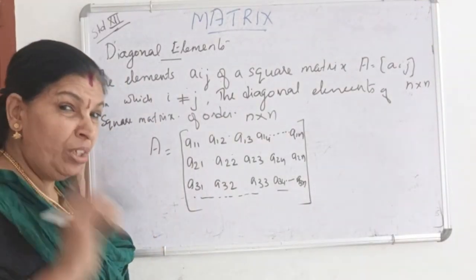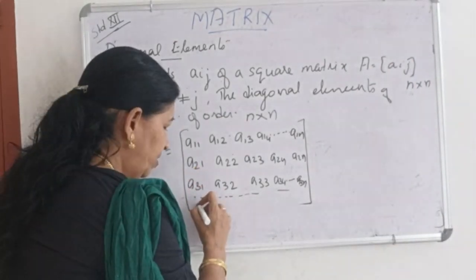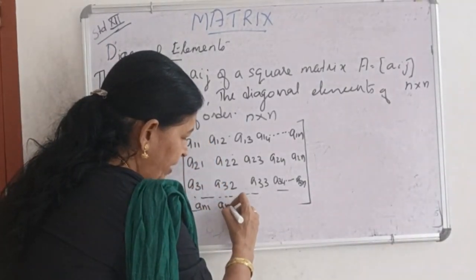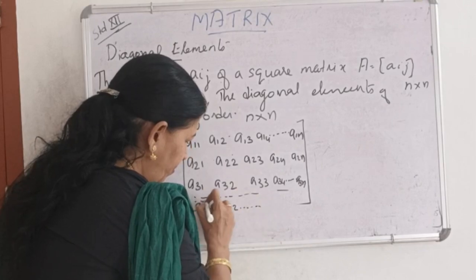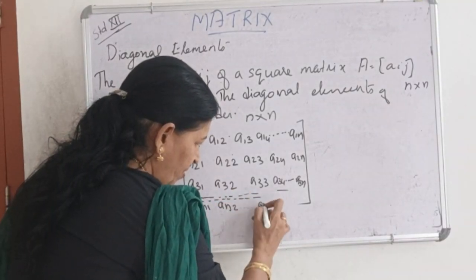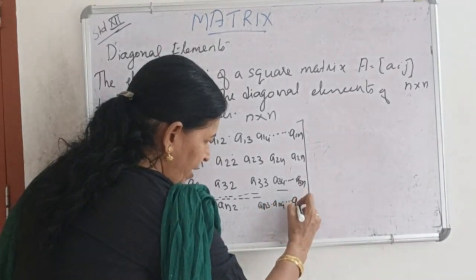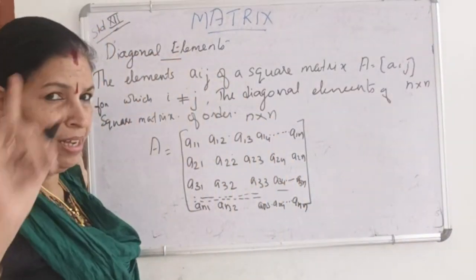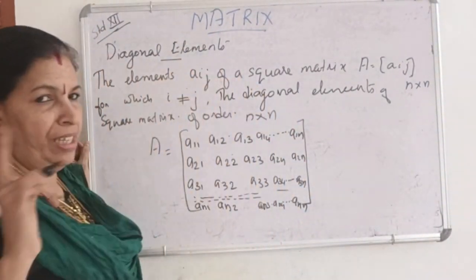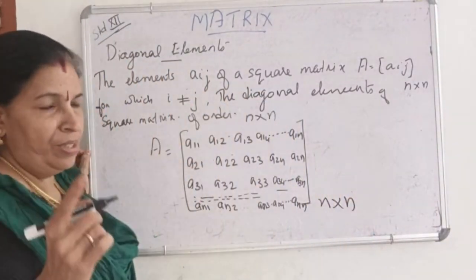Now what is the last row? The nth row: the first element of the nth row is an1, the second element an2, an3, an4, etc., ann. The last element is the nth element of the nth row, with n rows and n columns. The order of this matrix is n by n, a square matrix.